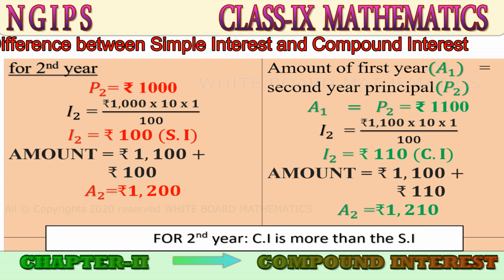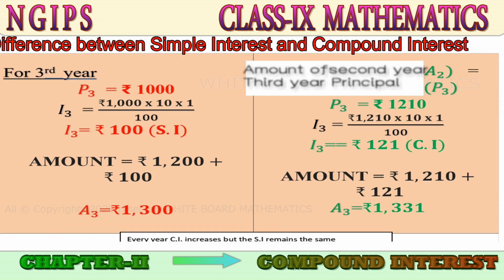Now we'll come to the third row for third year. In the simple interest, principal is equal to 1000, interest is equal to 1000 into 10 into 1 divided by 100, which gives us 100. This is a simple interest for third year. Amount is equal to, here we have 1200 plus 100 is equal to 1300.